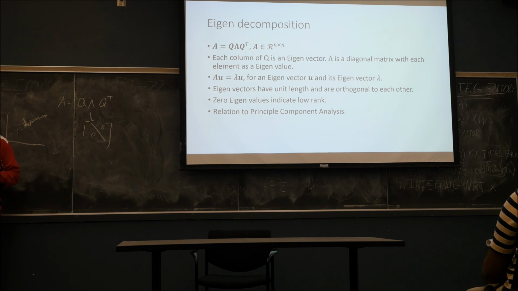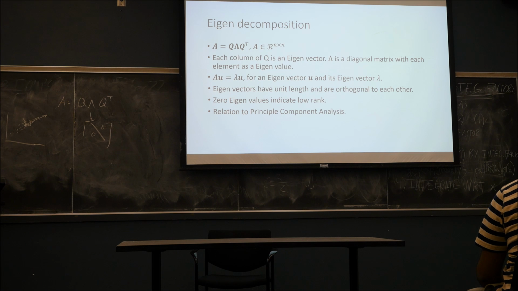I think in general, the second Q is supposed to be an inverse, not a transpose. Yeah, it's a typo. Isn't it orthonormal? It's a matrix whose transpose is Q inverse. So the transpose is Q inverse. Okay, I'll fix that. Sorry about that. Any questions in general?